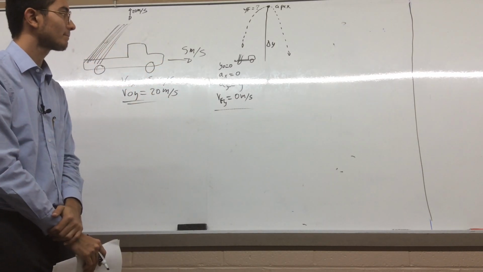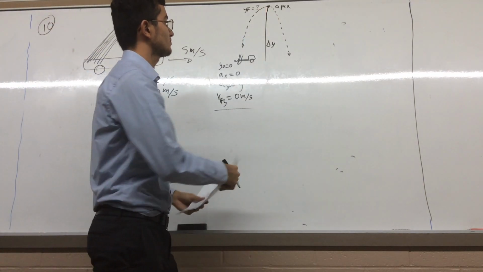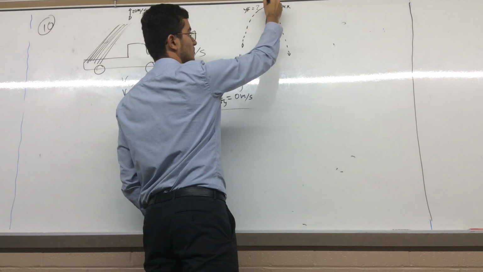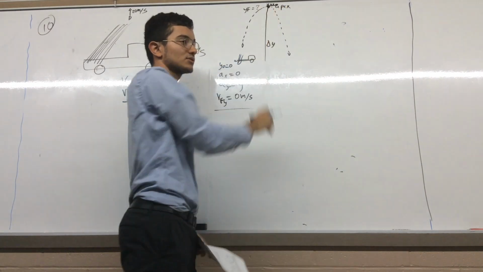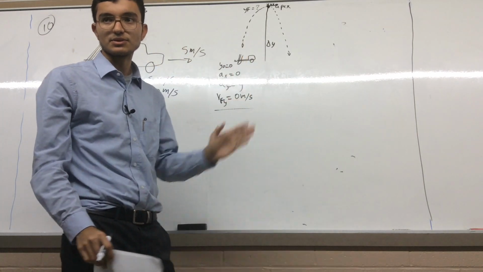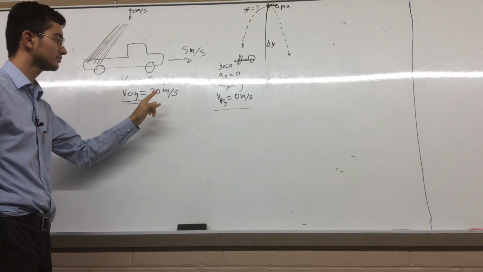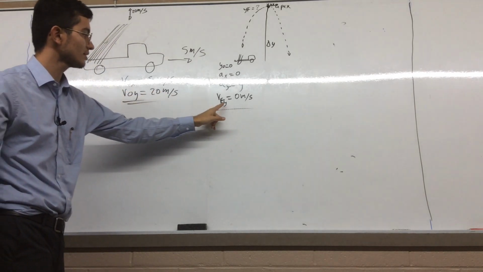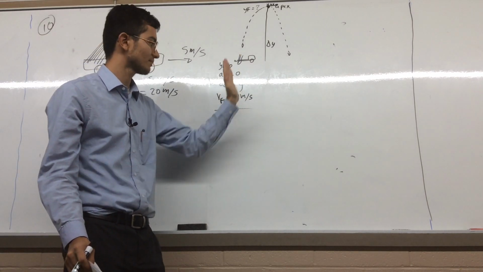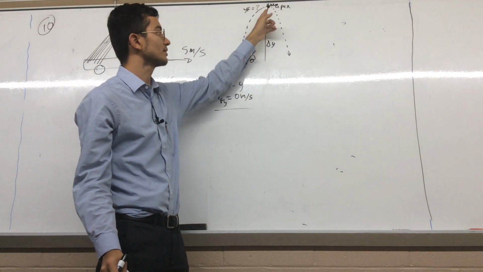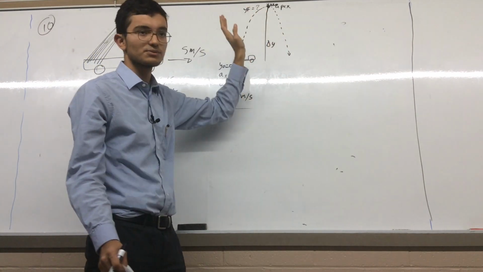Wait, okay. Final velocity is 0 because it's hitting the ground? No, because we're trying to find the maximum height. So vx has a magnitude, right? v0x is the magnitude, but vy is 0. So vfx is also v0x. Yeah, it's the same thing. vfy is the y component. It's 0 at this point. At this point we don't know what vfy is. Okay, but at the highest point vfy is 0.